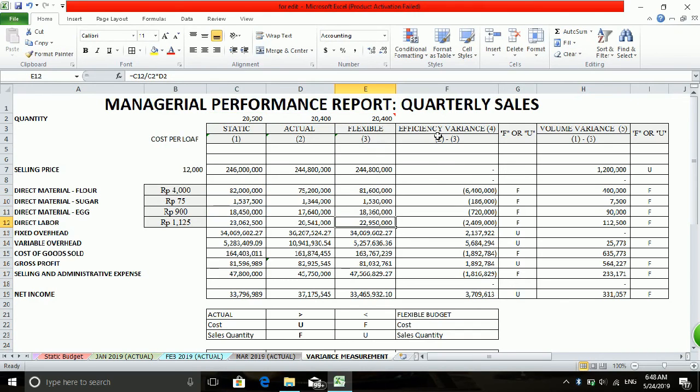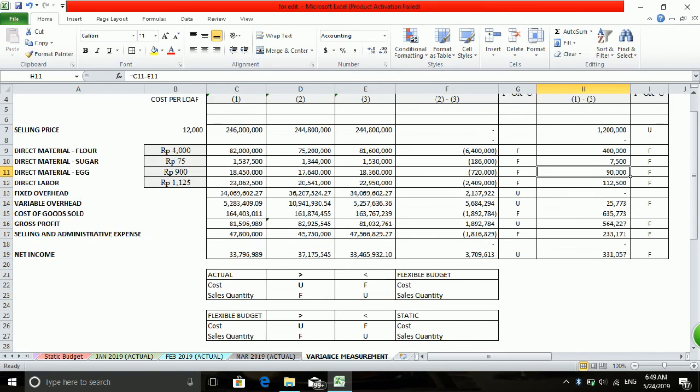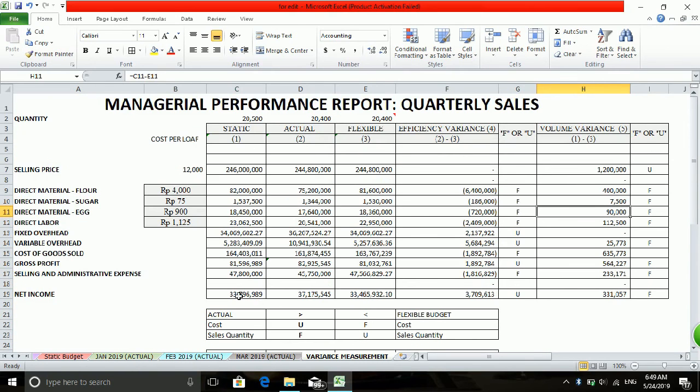Efficiency variance is actual nominal less flexible nominal, and you will get the variance. Following variance is static nominal less flexible nominal, and you will get the variance too. The net income of the actual will be the same as the total of net income from January to March.